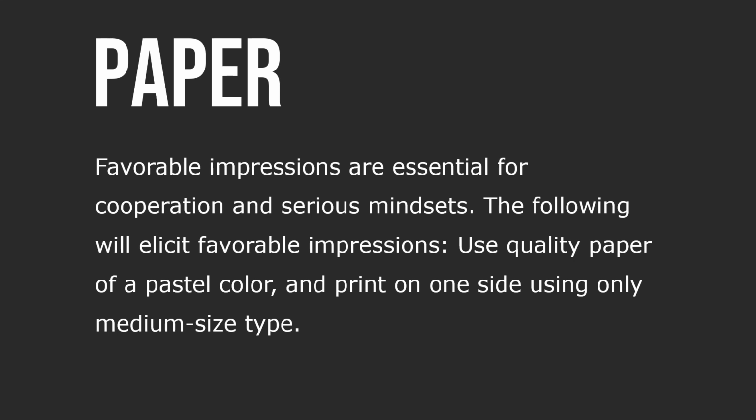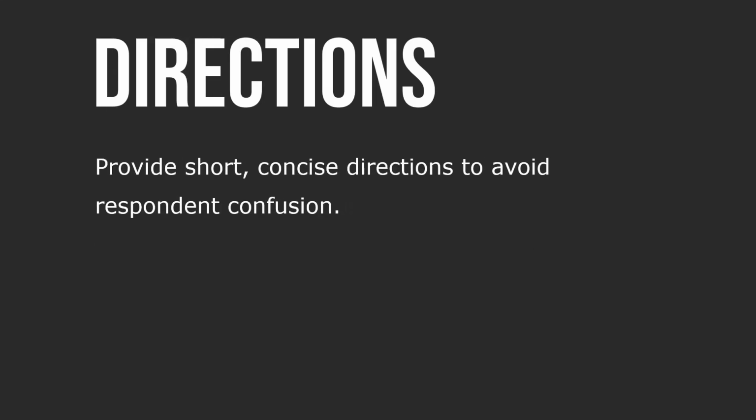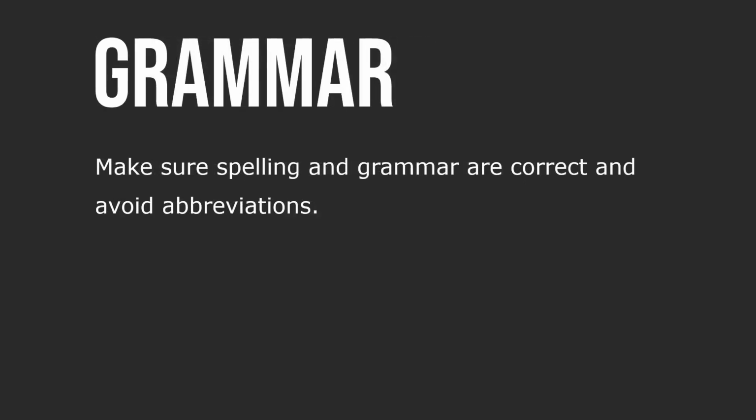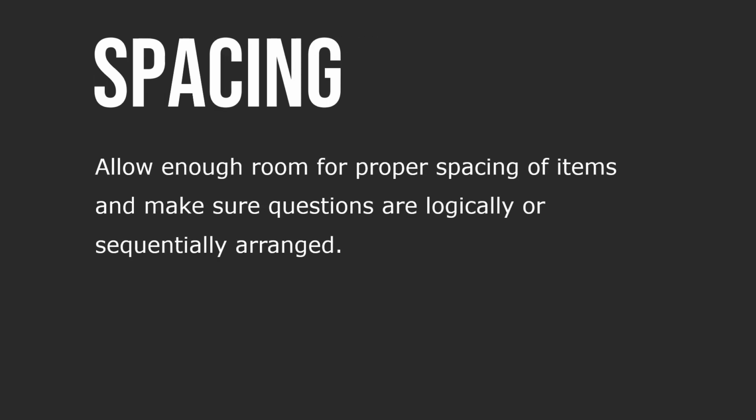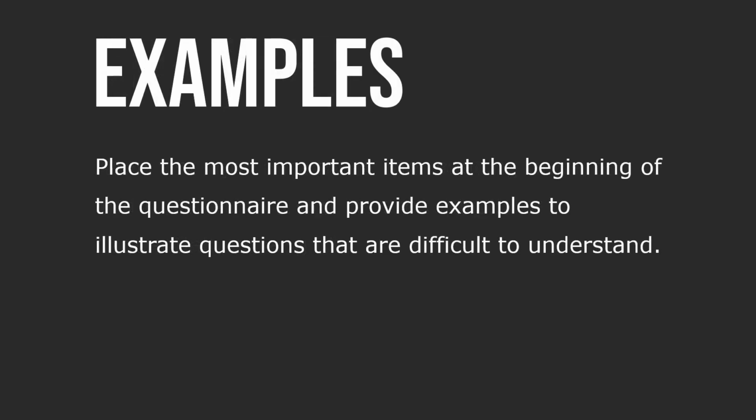Use quality paper of a pastel color and print only on one side using medium-sized type. Provide short, concise directions to avoid respondent confusion. Make sure spelling and grammar are correct and avoid abbreviations. Allow enough room for proper spacing of items and make sure questions are logically or sequentially arranged. Place the most important items at the beginning of the questionnaire and provide examples to illustrate questions that are difficult to understand.